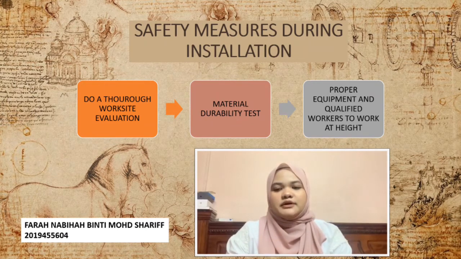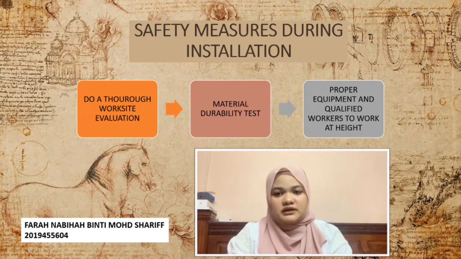Thirdly, proper equipment and qualified workers to work at height. Since installing the ribbed dome in Hagia Sophia involves workers working at 56 meters high, it's very crucial to use qualified lifting appliances. It's very dangerous to work at height if you are unskilled, so skilled workers are needed to ease the process of the installation.